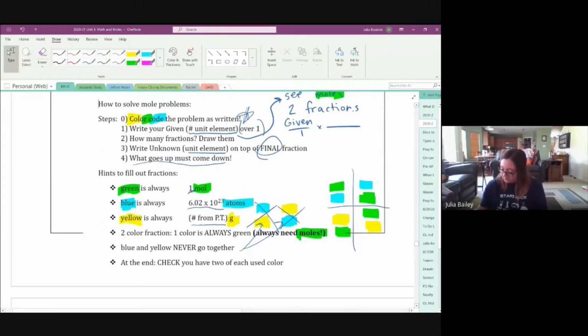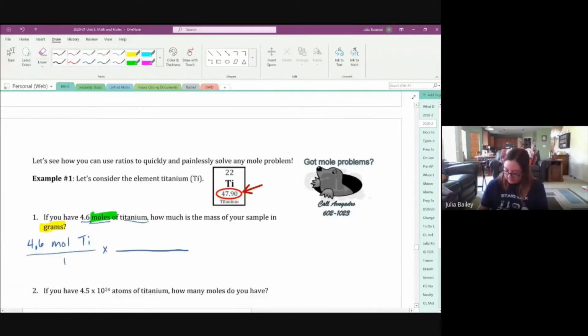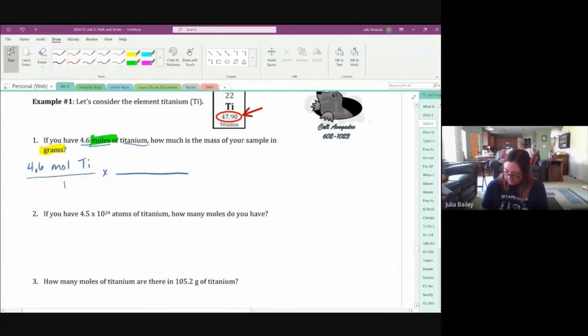Write the unknown, which will be a unit and an element, on top of the final fraction. That's step 3. So again, if you read the problem, how much is the mass of your sample in grams? Grams is my unknown. And the element there, we're actually still looking at titanium. And if we're color coding, I can see so far where my stuff is going, given over 1 at the beginning, ending with the unknown unit and element.